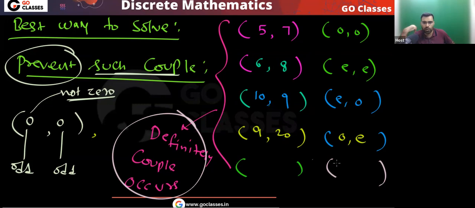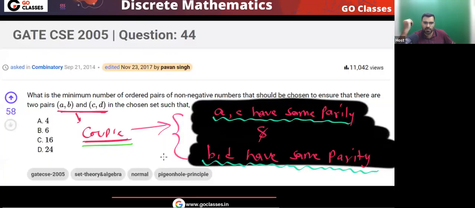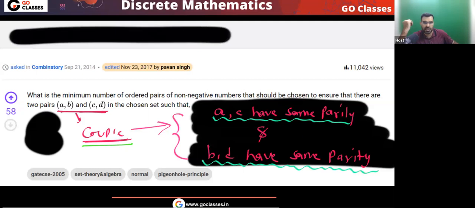Agree with me? Whatever I do, you will definitely get a couple. Please tell me, is this point clear? So for this question, the answer will be what? If you want this type of couple, then the answer will be 5.